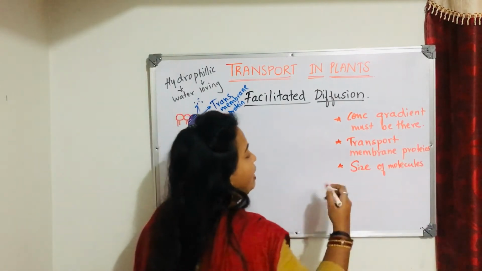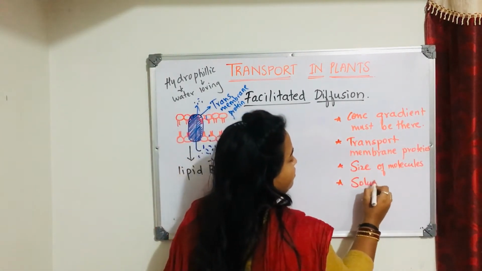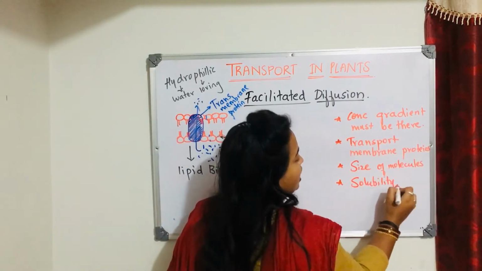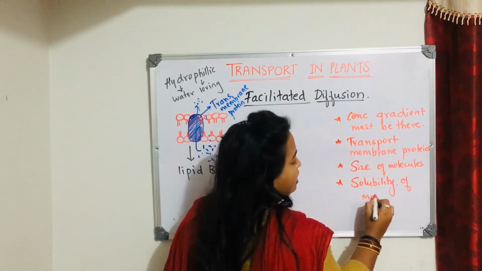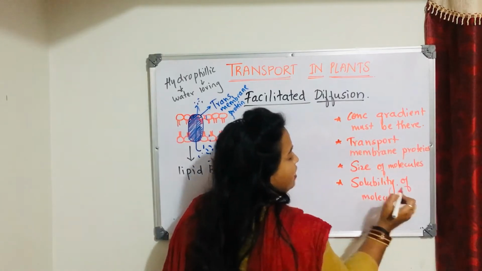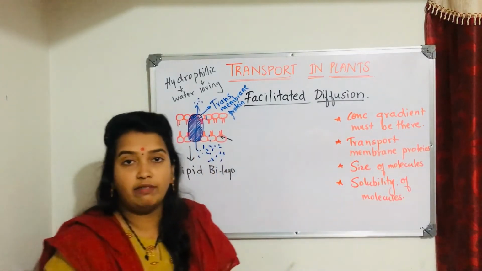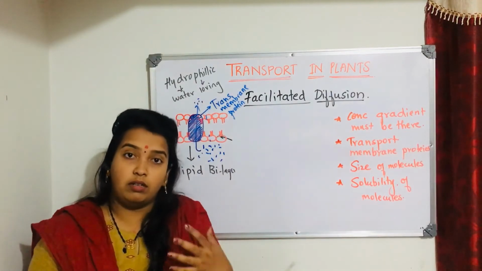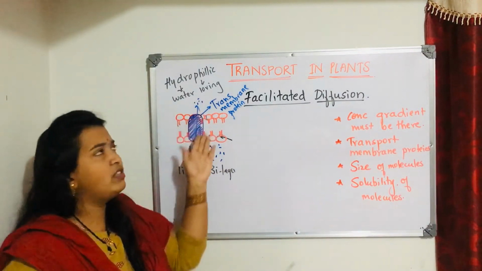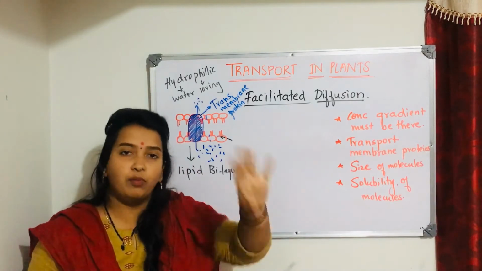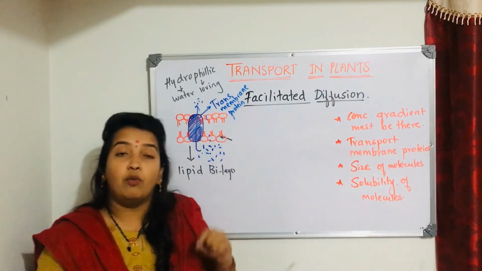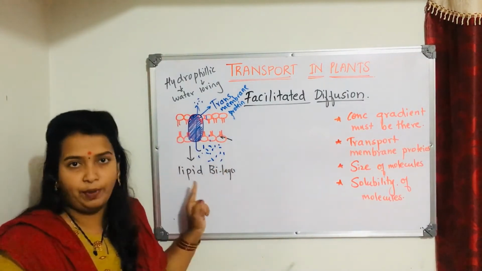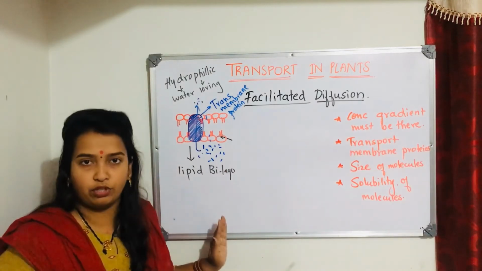Next is solubility. Solubility of the molecules. As I told you now, if molecules are water loving, then it is very difficult to pass through the lipid layer. If it is lipid loving, then there is no need of these proteins at all. It will move easily if it is lipid loving. If water loving, then facilitation should be done. So we call it facilitated diffusion, right?